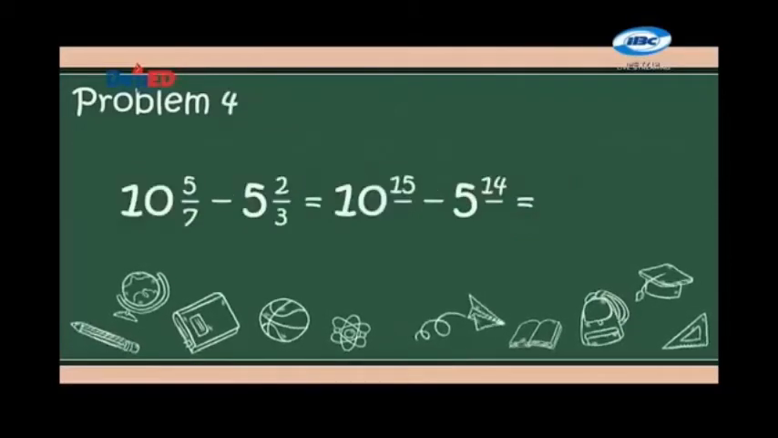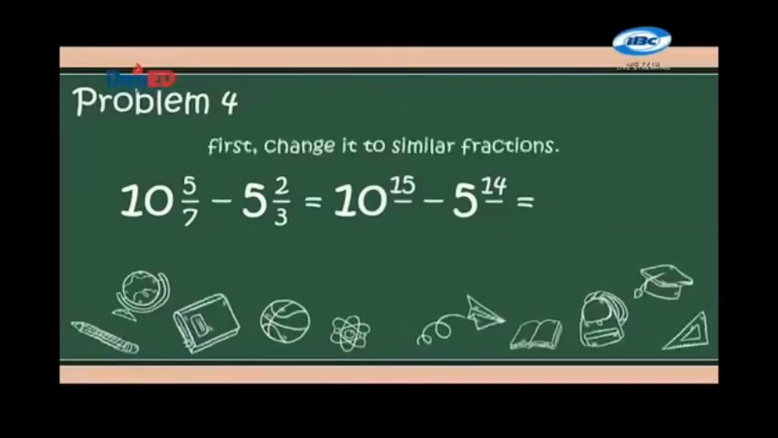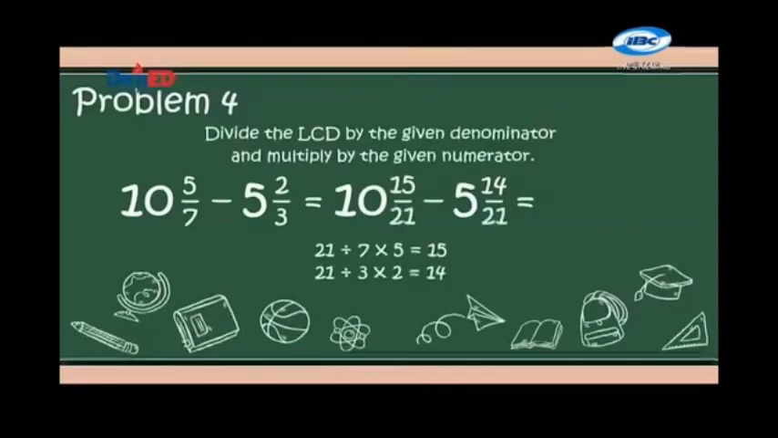Number 4. In subtracting mixed numbers with dissimilar fractions, let us first change it to similar fractions by getting their equivalent fractions through the LCD. What is the LCD of 7 and 3? Yes, it is 21. Divide the LCD by the given denominator and multiply by the given numerator. 21 divided by 7 times 5 equals 15. 21 divided by 3 times 2 equals 14.